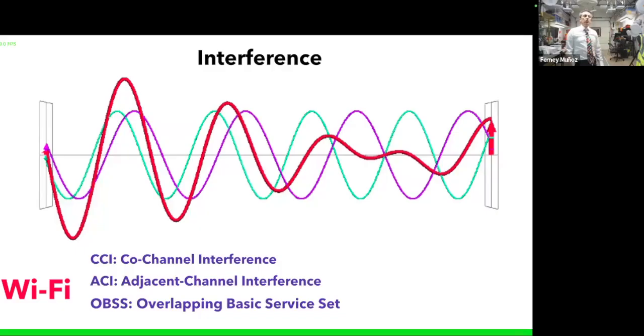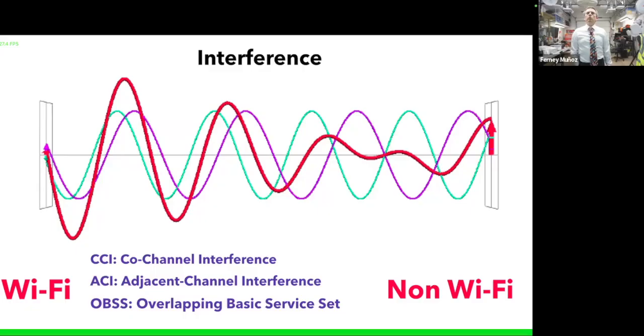No worries, we're going to cover all of these terms down the road later in the class. Then, yes, there are some devices that are not Wi-Fi that cause interference to Wi-Fi. But keep this in mind, most of the interference in Wi-Fi comes from Wi-Fi.